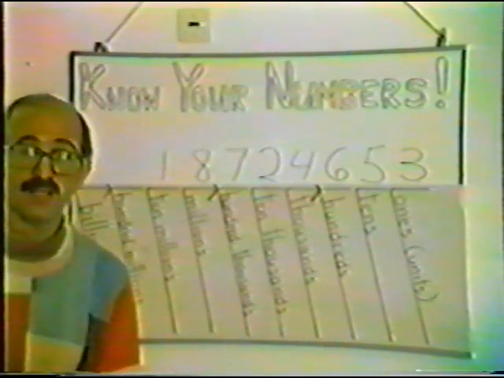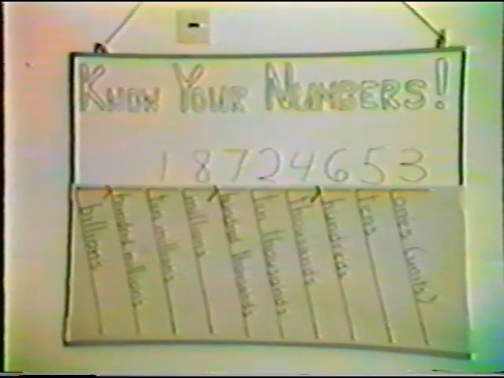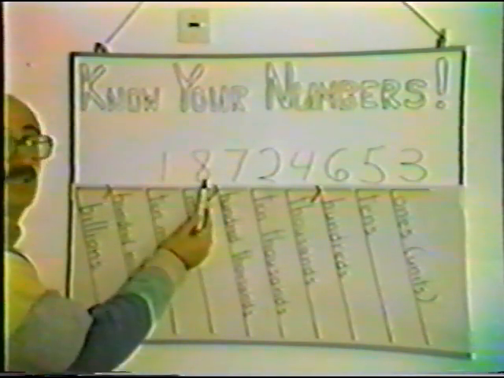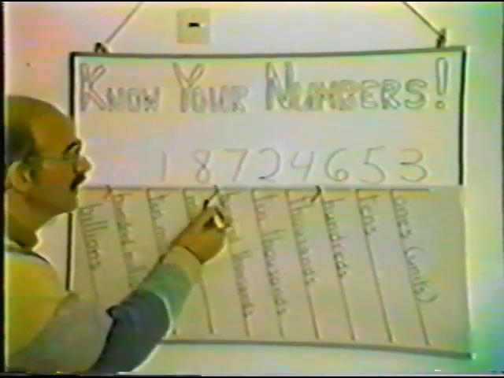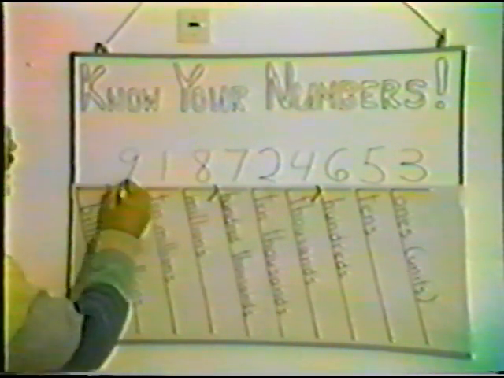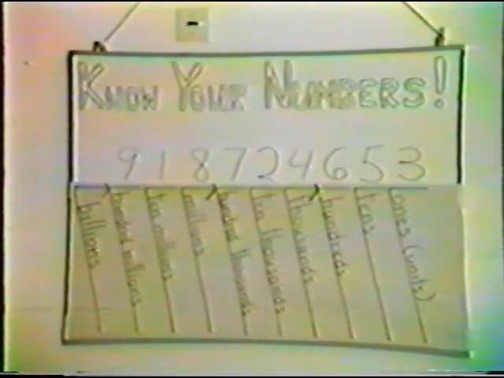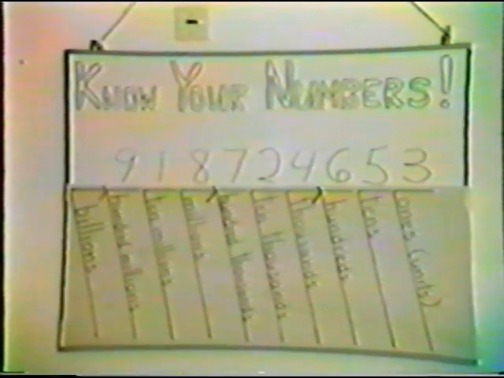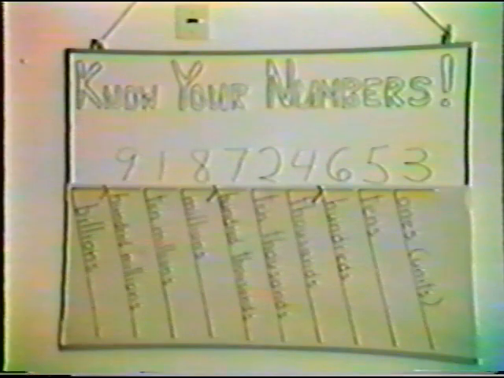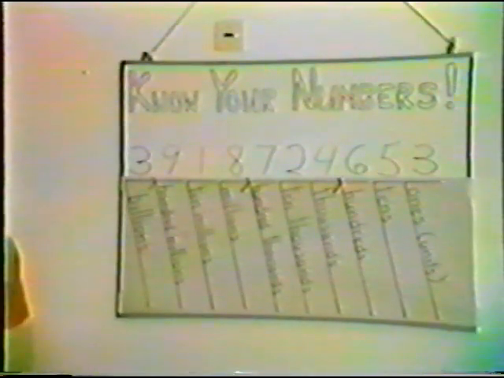What number do we have now? 18,724,653. First we say the 18, then we say million, where the comma is. What number do we have now? 918,724,653.